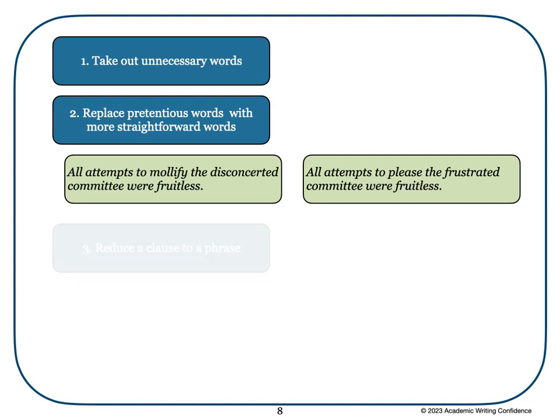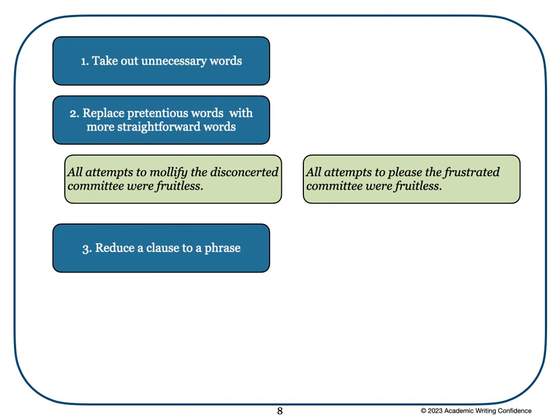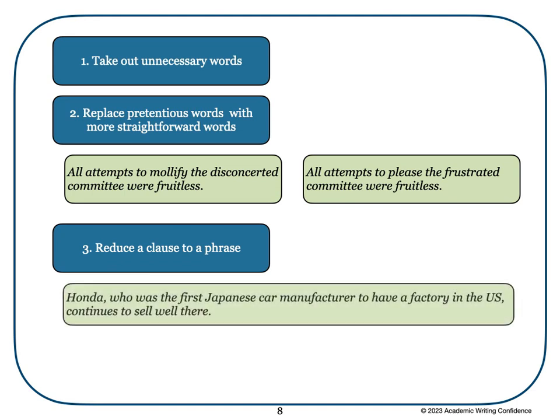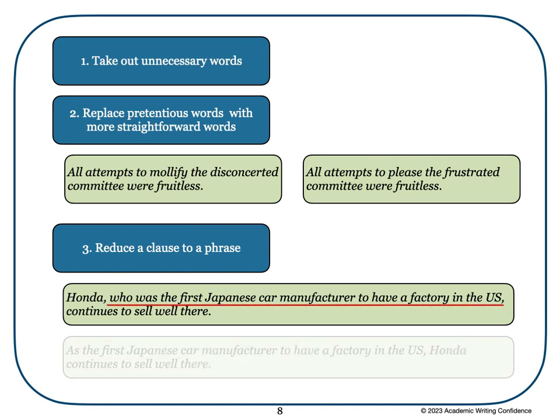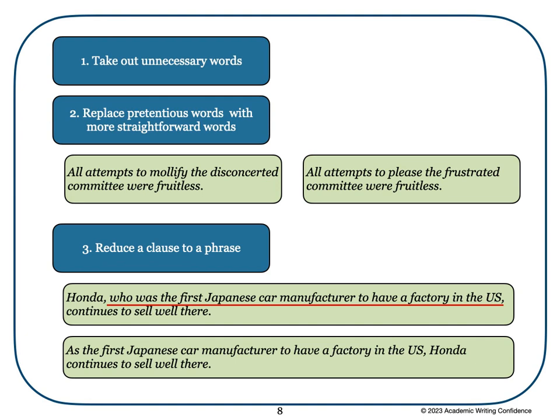Another thing that we can do is to reduce a clause to a phrase. Here's an example. Honda, who was the first Japanese car manufacturer to have a factory in the US, continues to sell well there. We can change this clause to a phrase. As the first Japanese car manufacturer to have a factory in the US, Honda continues to sell well there.